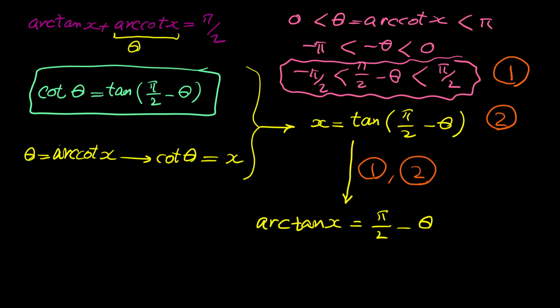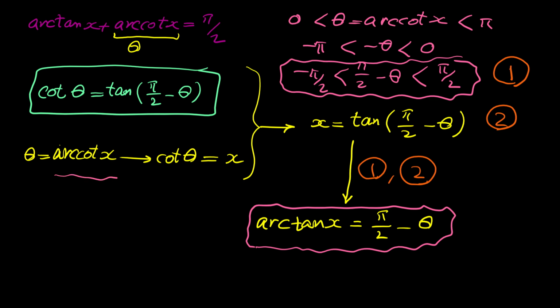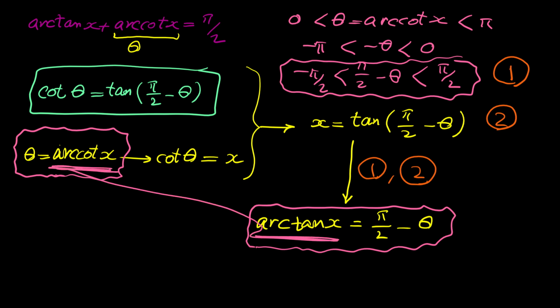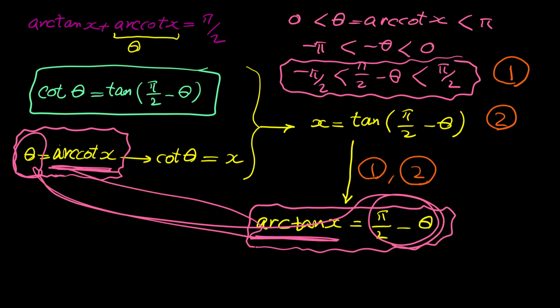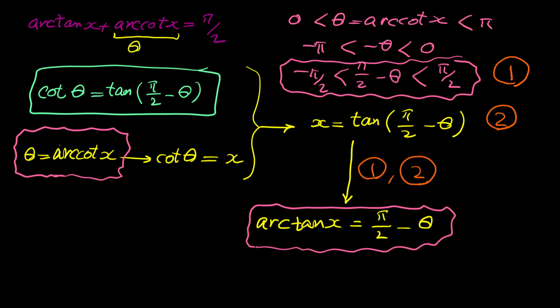Now look at this. We are almost done with our proof. Please pay attention. Here we know that arctangent of x is pi over 2 minus theta. Here we know that theta is arccotangent of x. Now let's add this to this side. So let me name this relation number 3, and let me name this relation number 4.